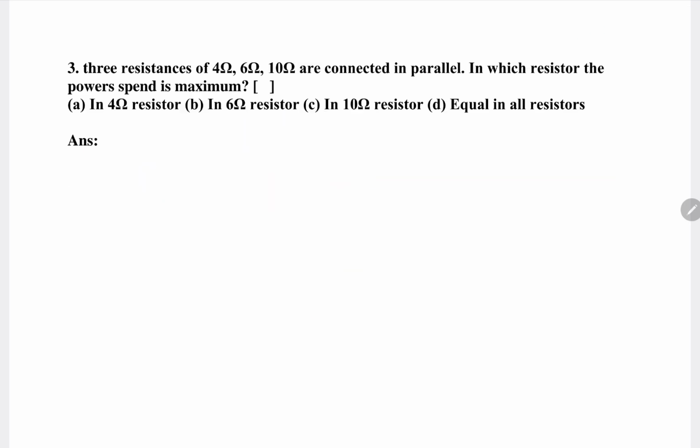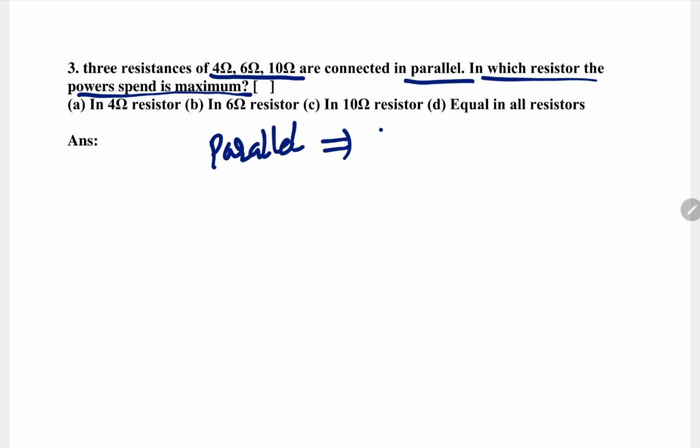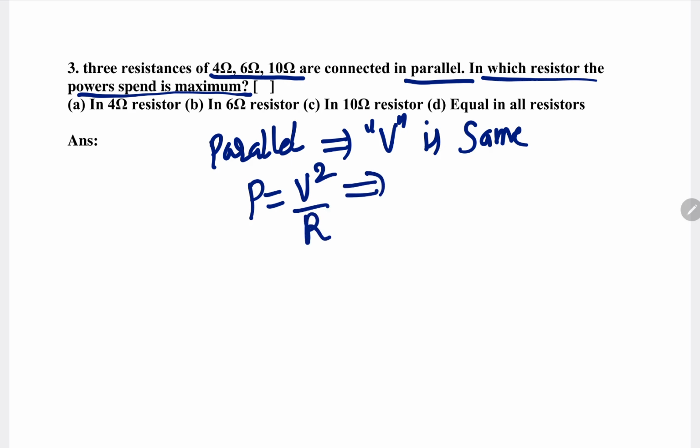Next, third question. Three resistors of 4 ohm, 6 ohm and 10 ohm are connected in parallel. So now the connection is a parallel connection. In which resistor is the power spent maximum? In a parallel connection, voltage is the same. So what is the formula? P is equal to V square by R. As the voltage V is constant, I am directly writing P proportional to 1 by R.